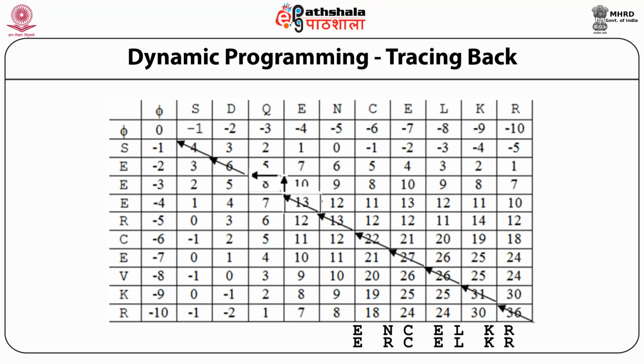Then there is a vertical arrow. Since now the arrow is vertical, a residue from the vertical sequence is written and a gap in the horizontal sequence is introduced. Next, there is a horizontal arrow. Therefore, a residue from the horizontal sequence is aligned with a gap in the vertical sequence. This way of alignment using dynamic programming was described by Needleman and Wunsch.